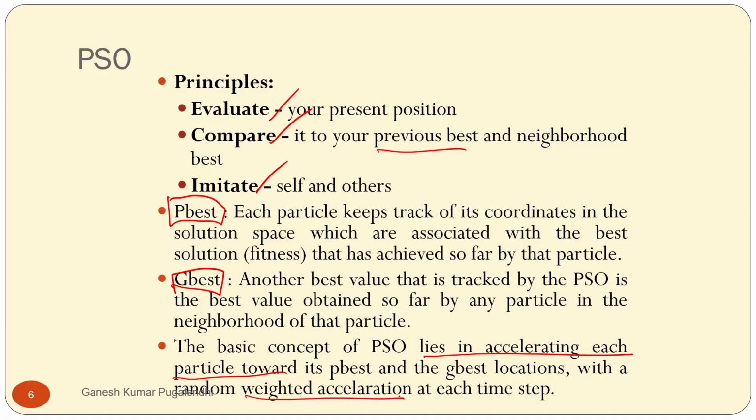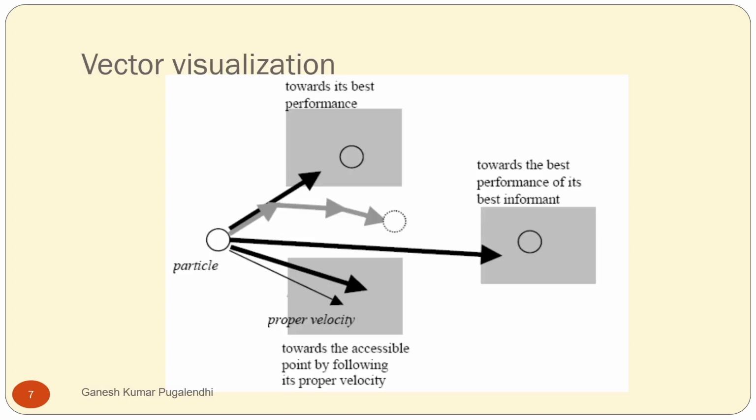So that is the main, but with a random weighted acceleration. So this is the fundamental principle. See, if you could see that, here is a big particle, here is a particle. So this particle is moving towards its best performance, or towards the best performance of its best informant, that means overall the group who is leading the best position, or towards an accessible point by following its proper velocity.